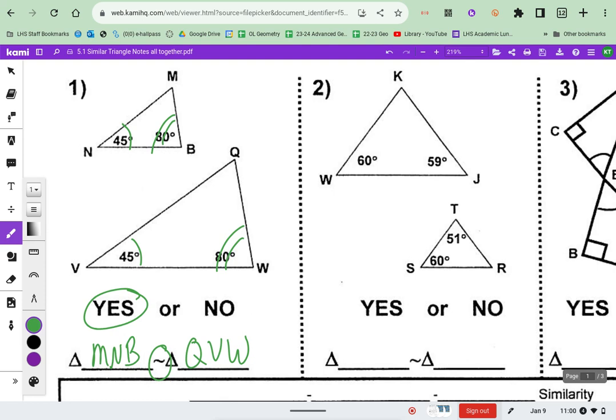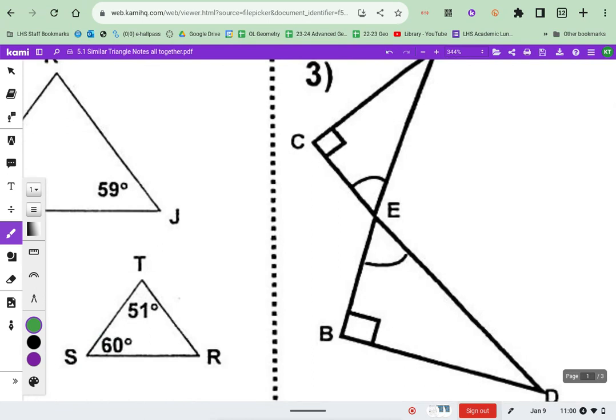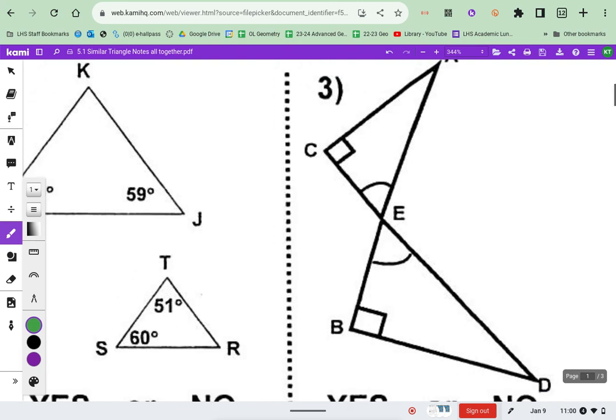Okay, did you guys share with your group what you got? What did you guys get on number 2? You got no, that's good. What did you guys get on number 3? Yes, by the way, on number 3, as review, these angles are congruent because of why? Because they're vertical angles. And then these guys, right angles, and we know all right angles are congruent. Okay?